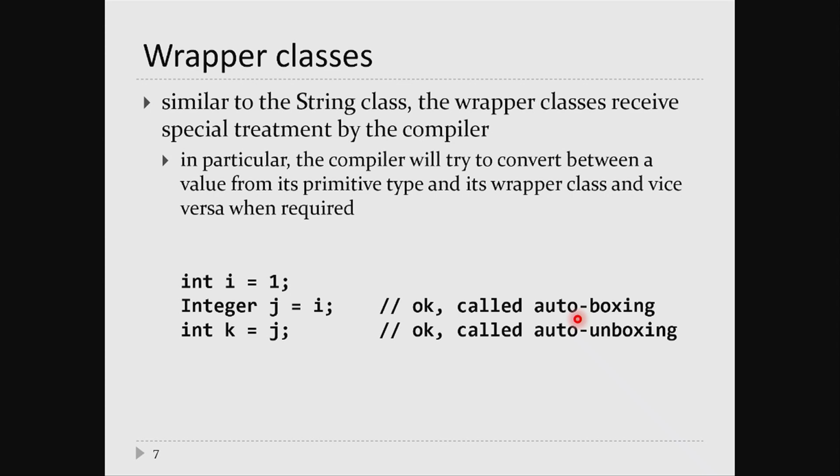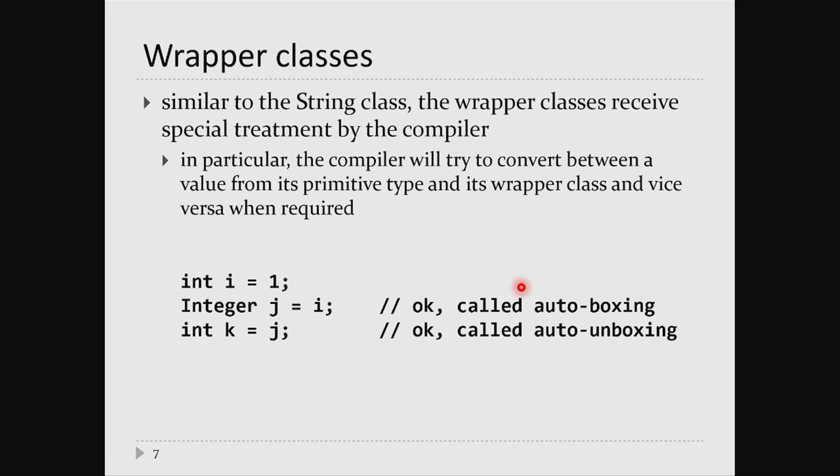Similarly, if you have an instance of the wrapper class, so I have j, I can assign that value to a primitive type variable. In other words, I can assign j to the int k. And now what Java will do is it'll take the value of the Integer object, in this case 1, and store that into k. So that's called auto unboxing, when you go from the wrapper class to the primitive type. Autoboxing is when you go from the primitive type to the wrapper class type.